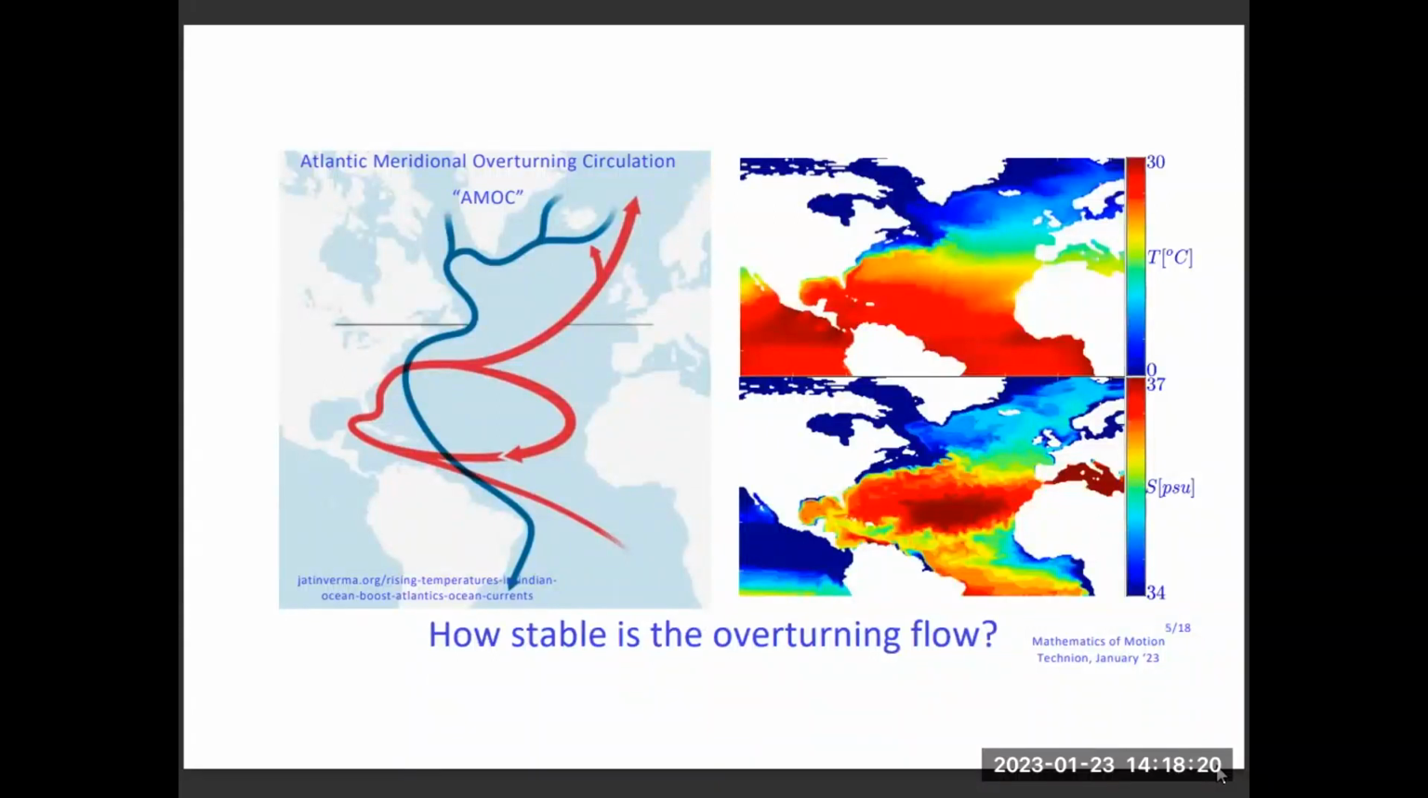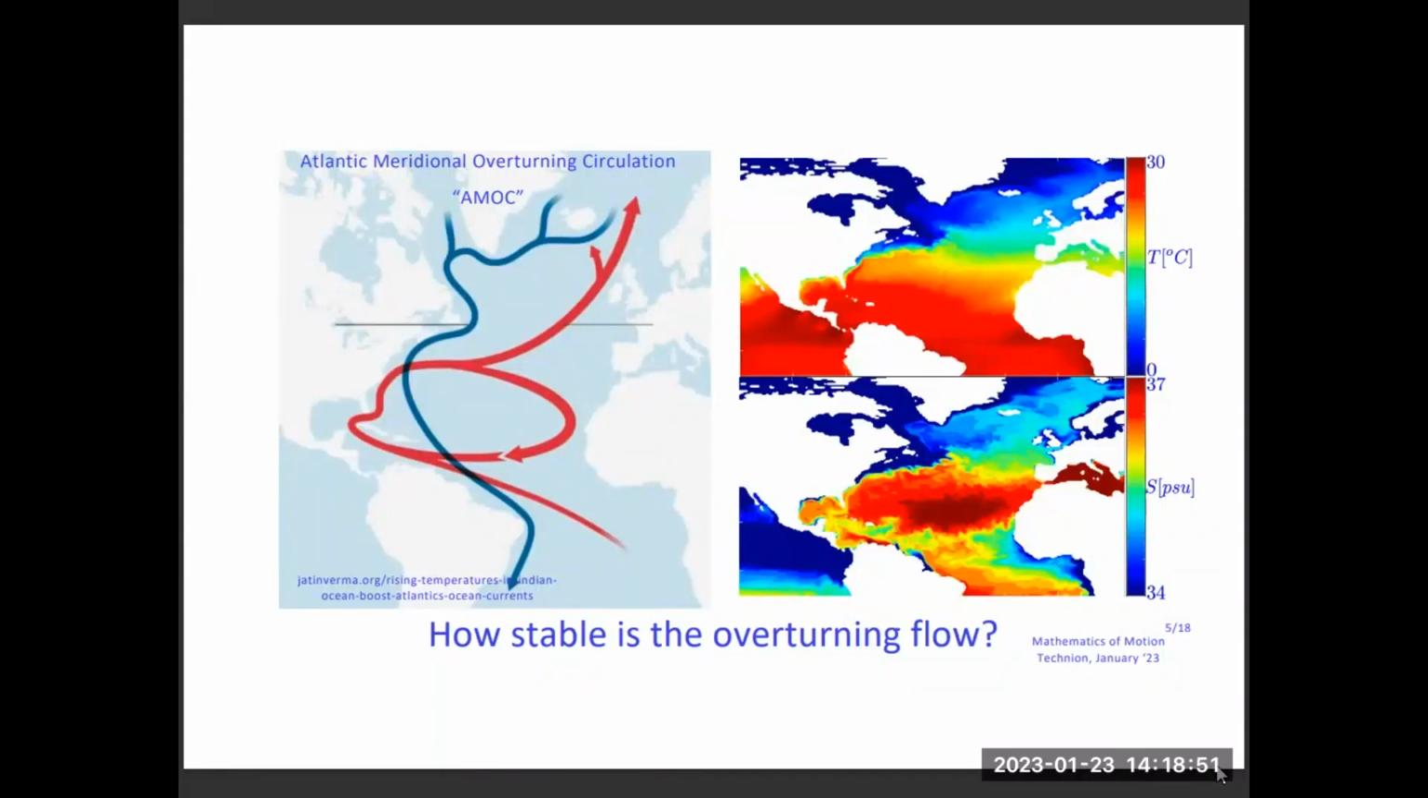Yeah, okay. So this is the relevant slide for what I'm saying now. And this brings up the question, how stable is this overturning flow? So this overturning flow, we care about its stability as scientists, well, let's say it this way, geophysical scientists and climate scientists care very much about this overturning flow, as should we all, because it is responsible for transferring warm water to the northern latitudes.